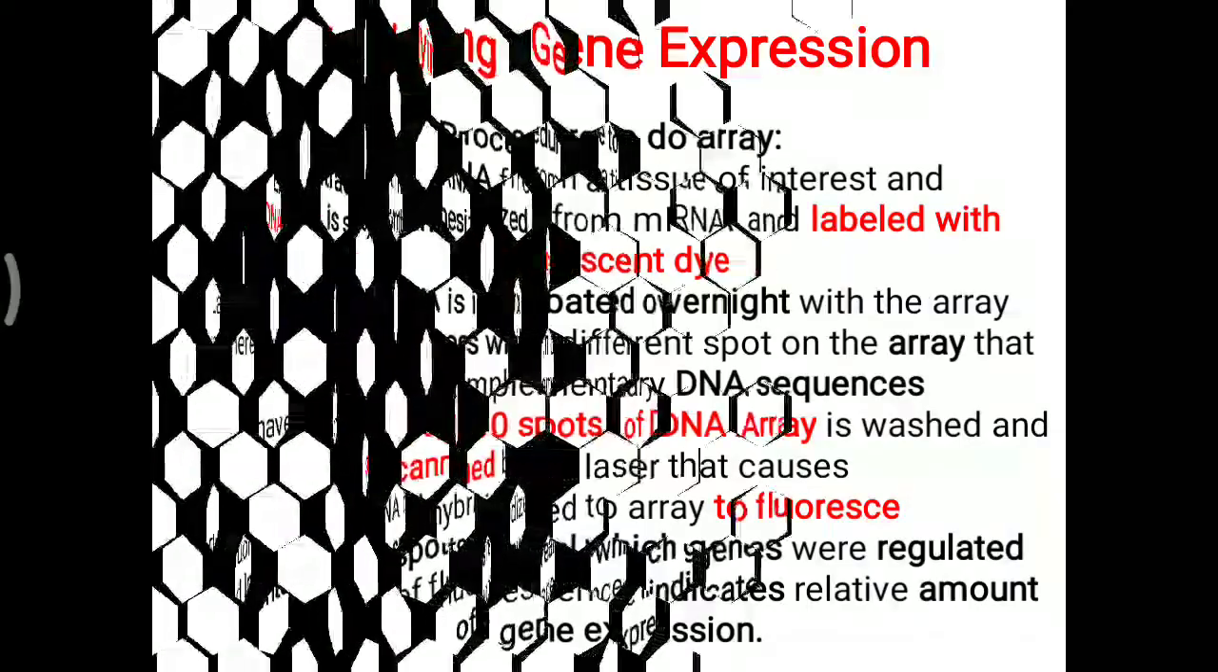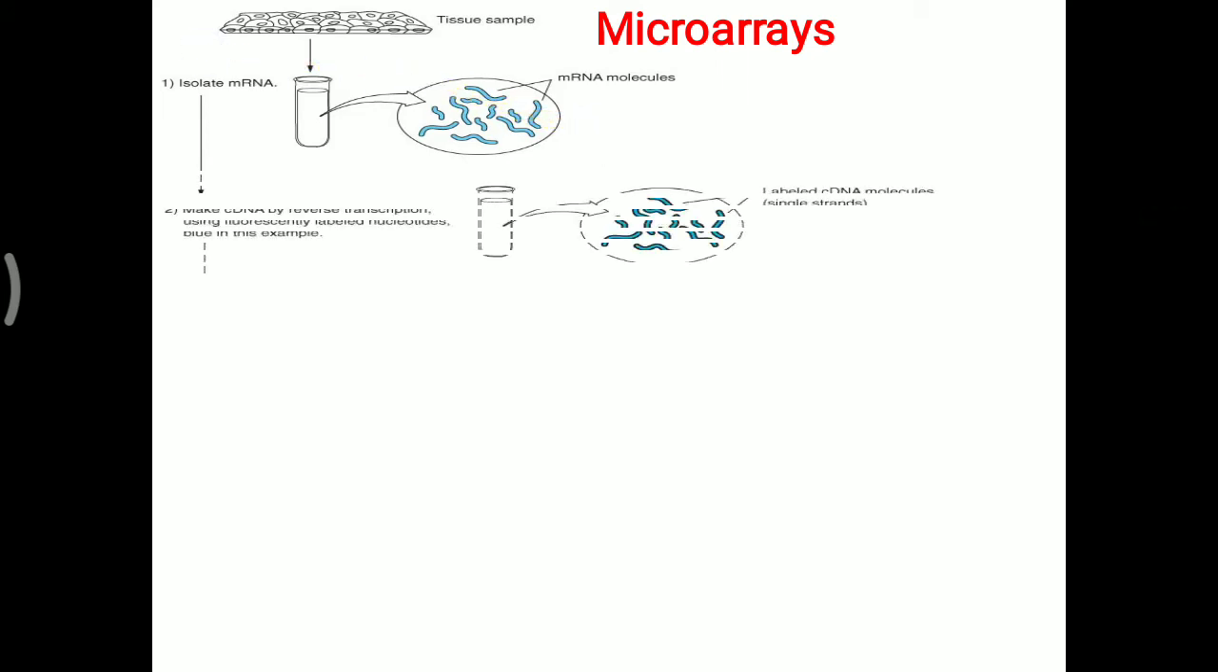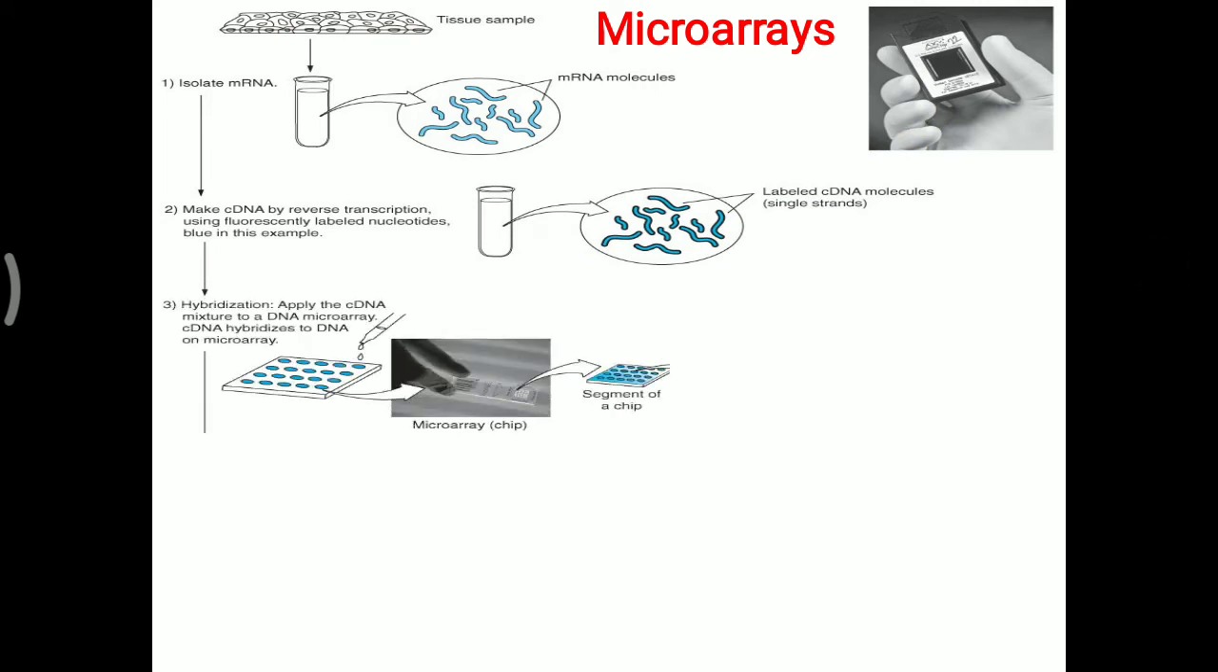In detail, this gene expression is explained in the next picture. First we isolate mRNA from the tissue. Then mRNA is converted into complementary DNA molecules with the help of the reverse transcriptase enzyme. Now all of it is labeled with a fluorescent dye; here a blue dye is utilized. The complementary DNA produced from the tissue mRNA is added over the microarray chip, or gene chip, and incubated overnight. In the overnight incubation, hybridization will occur.